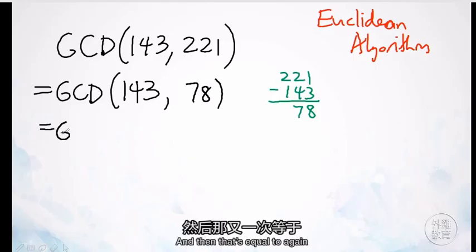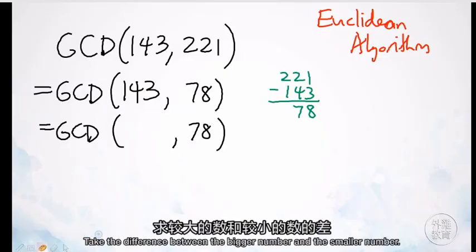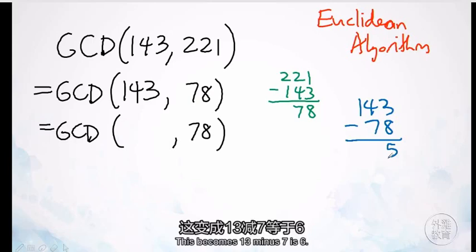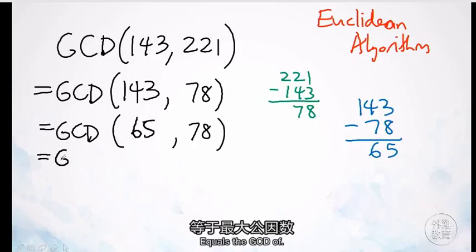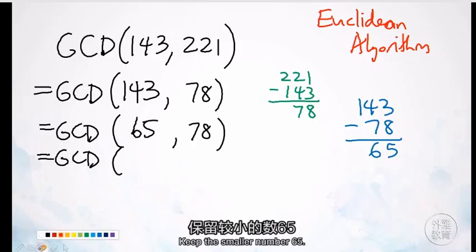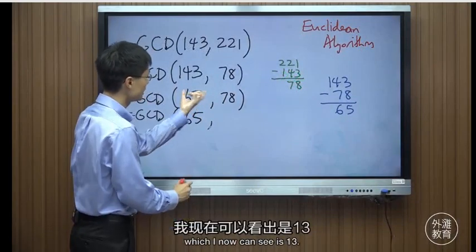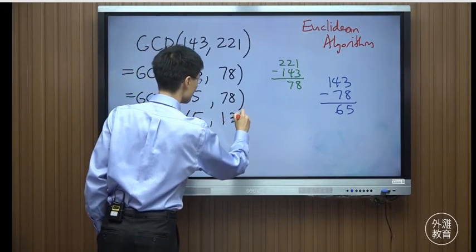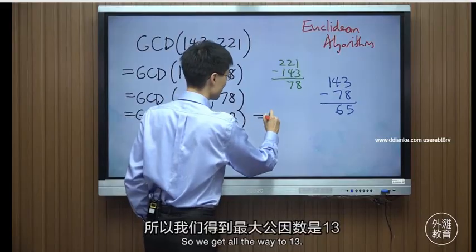And then that's equal to, again, GCD of keep the smaller number, take the difference between the bigger number and the smaller number. 143 minus 78. 13 minus 8 is 5. This becomes 13 minus 7 is 6, 65. Equals the GCD of keep the smaller number, 65. Replace with the difference between those two, which I now can see is 13. And at this point, you can actually see 13 times 5 is 65. So we get all the way to 13.